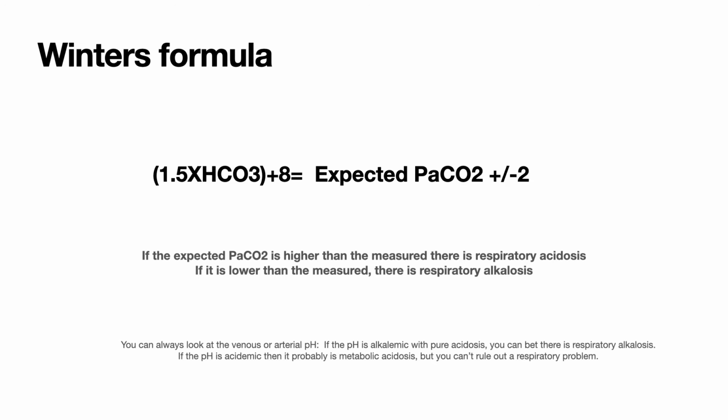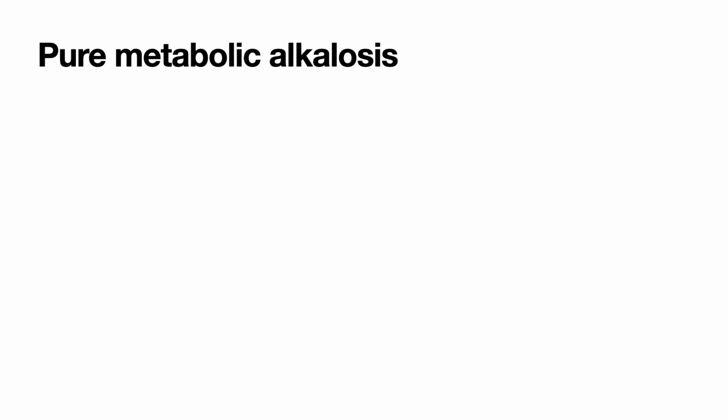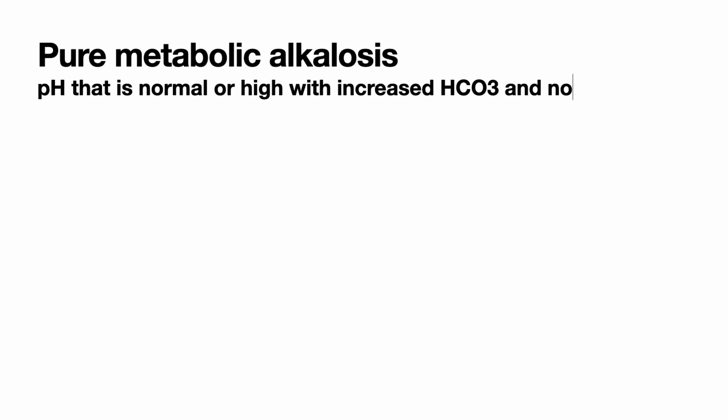And these formulas are easy to implement even in the test. So the other thing is pure metabolic alkalosis. This is something that is not taught a lot in acid-base books, and the reason is that we don't have a lot to offer. But the pH is normal or high with an increased bicarb and no anion gap.